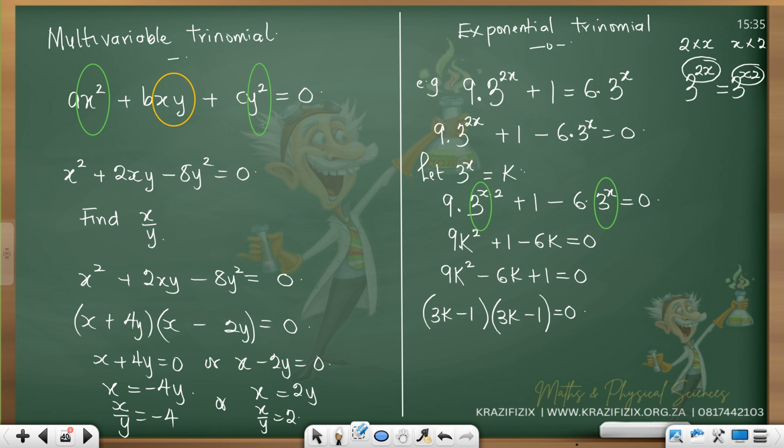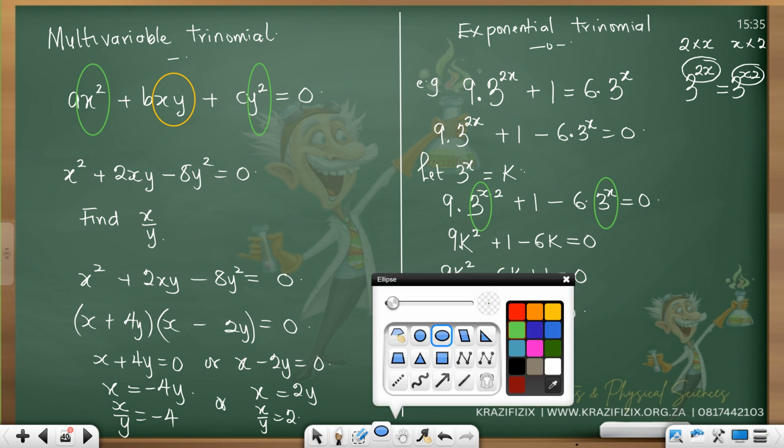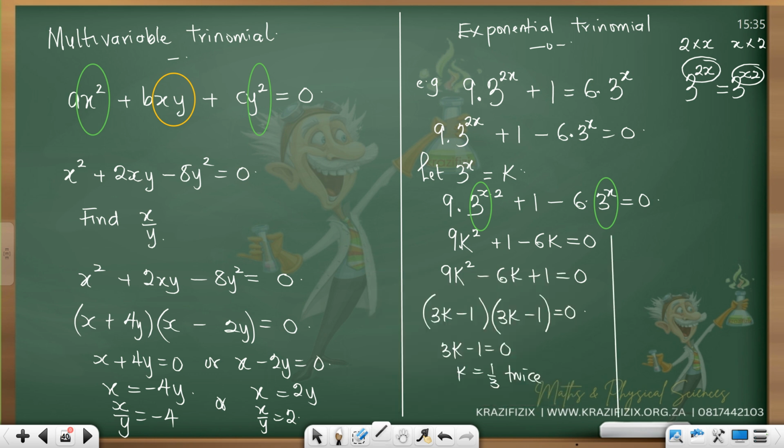So what do we have? 3k minus 1 equals 0. What is k? 1 over 3. And this is twice because the brackets are the same. Then what do we do now? What is k, by the way? k is 3 to the power x.